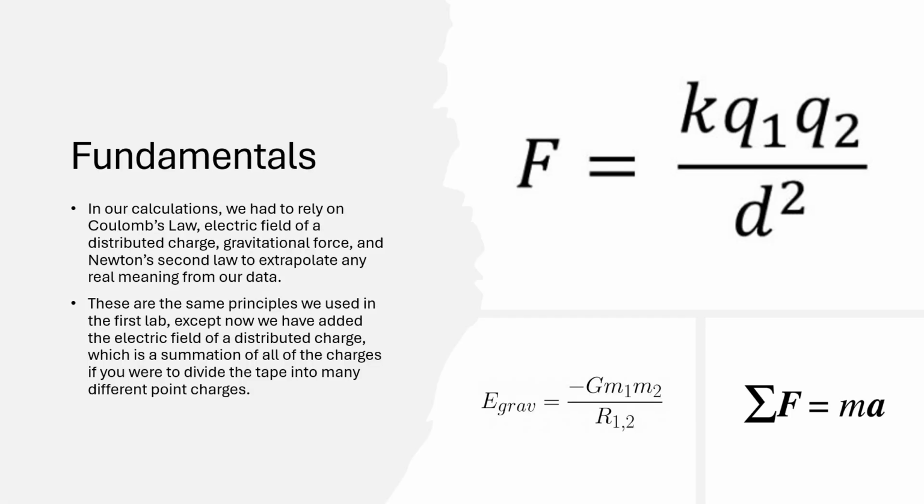The fundamentals that we're going to be using for this lab are the exact same ones as the last lab, which are Coulomb's law, Newton's second law, and the gravitational force equation. We used those same ones last lab, except now we're going to be adding the electric field of a distributed charge, which is a summation of all the charges if you were to divide the piece of tape into many different point charges. So that's going to be the only fundamental difference this time around.